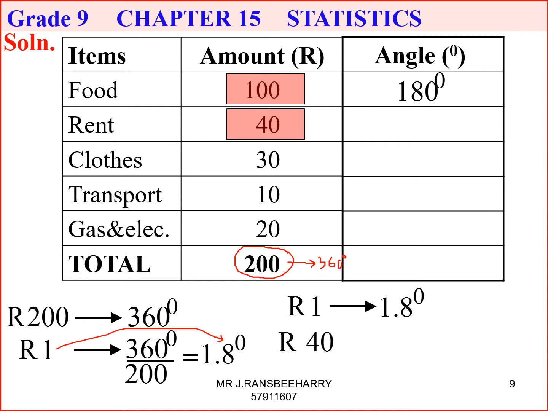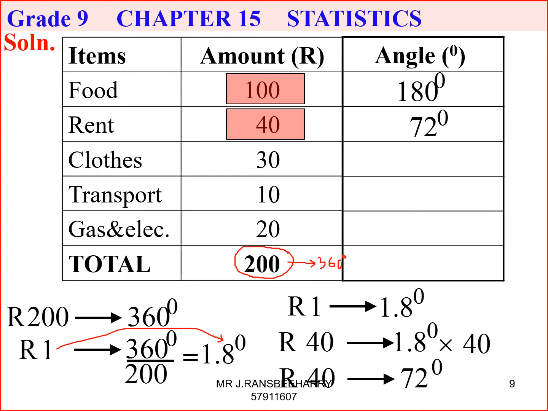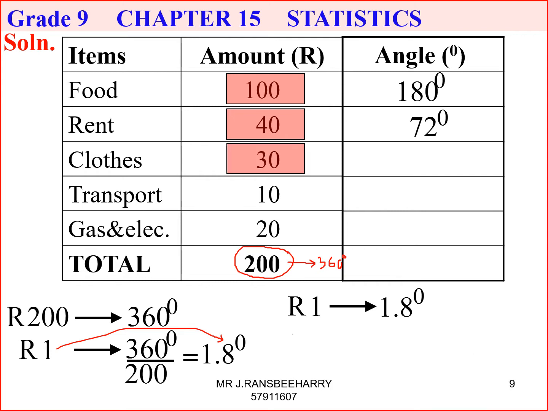Now red, 40 rupees. So 1 rupee is 1.8 degrees, 40 rupees is 1.8 times 40, without using a calculator. So 1.8 times 40, that is 18 times 4, 72 degrees. You have to calculate without using a calculator. This is a Paper 1 question.